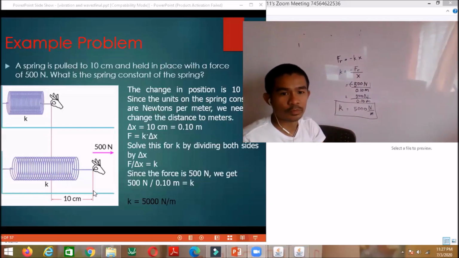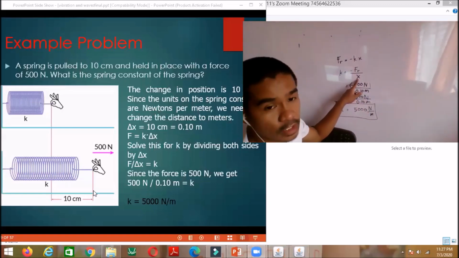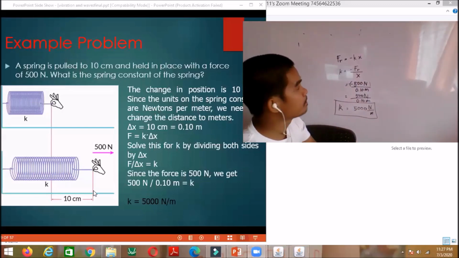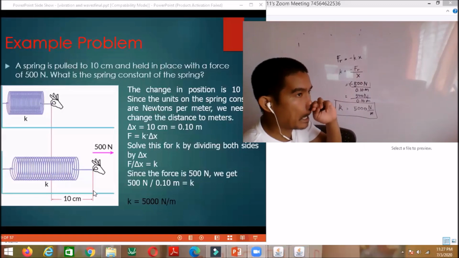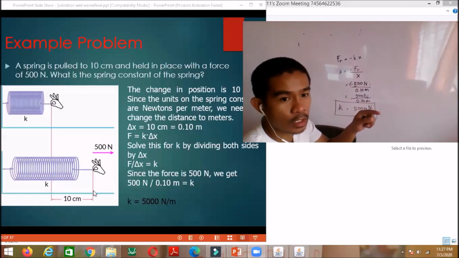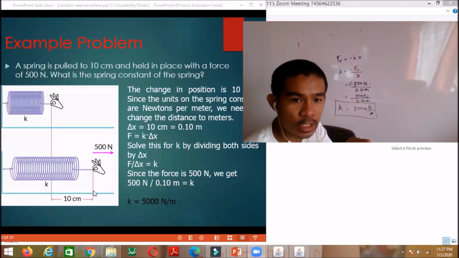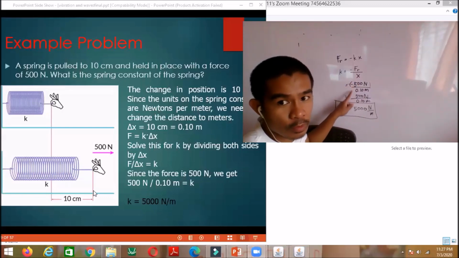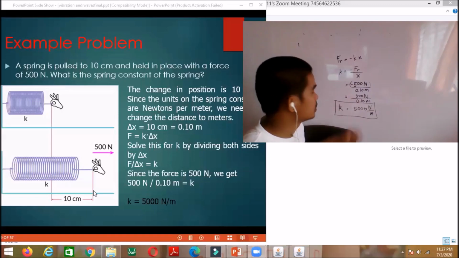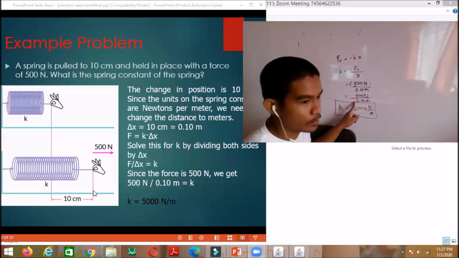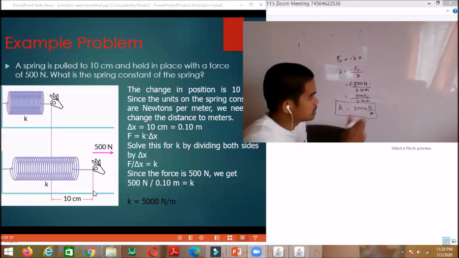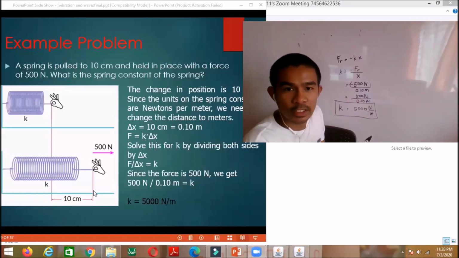We have a positive displacement, 10 centimeter, since we stretch the spring. And then F of R at the positive displacement is negative. So we have negative by negative, so it becomes positive. We have 500 Newton, and 500 Newton over 0.10, we have 5,000 Newton per meter. So this is the standard unit of the spring constant, Newton per meter.